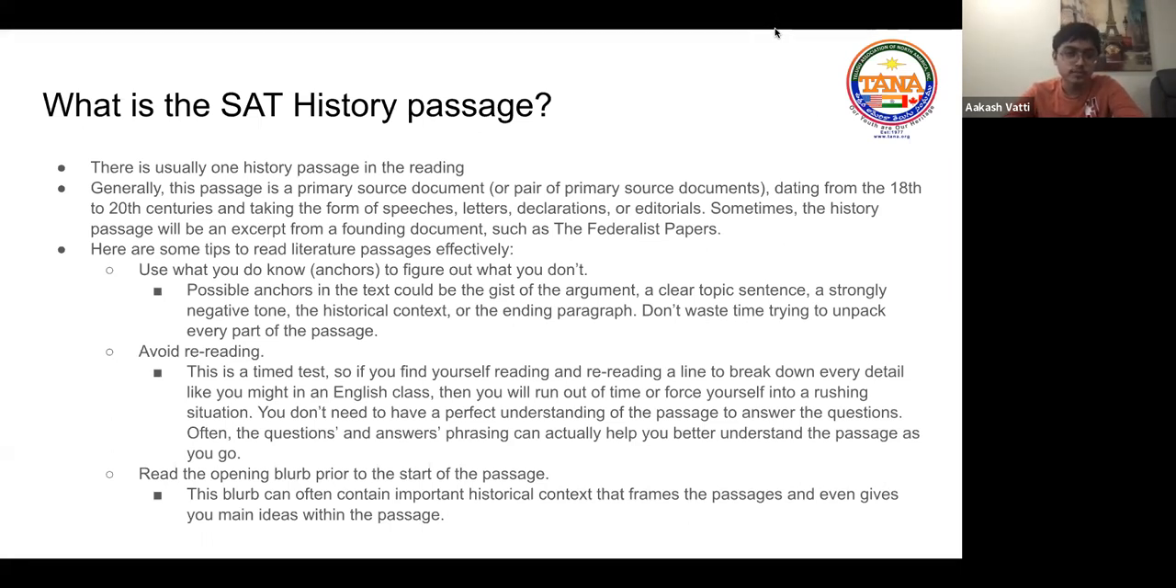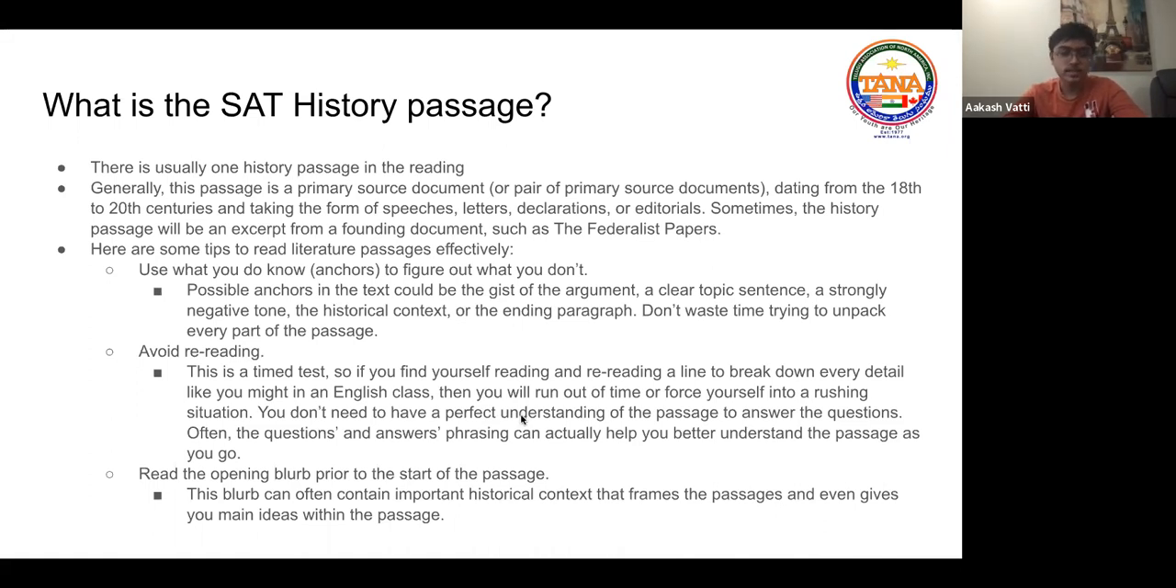So some tips to read. I meant to write history passage there, not literature. Use what you do know. Usually I say don't bring in whatever you know outside of the SAT for reading passages. However, for history passages, it is better to bring in what you know from outside the SAT, because it helps you orient yourself in what the passage is talking about.